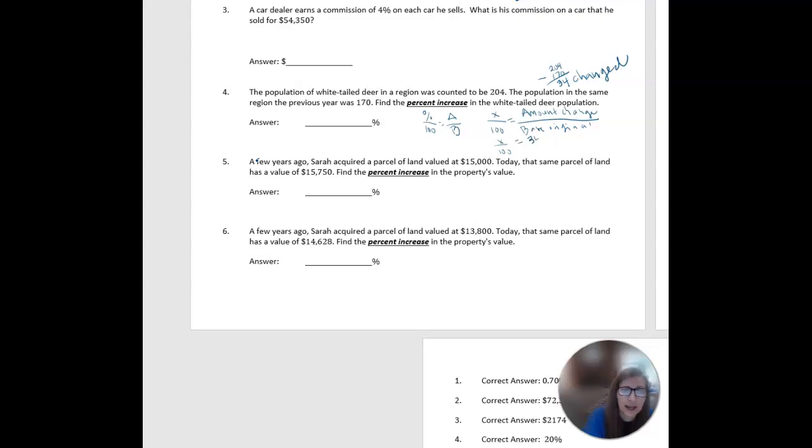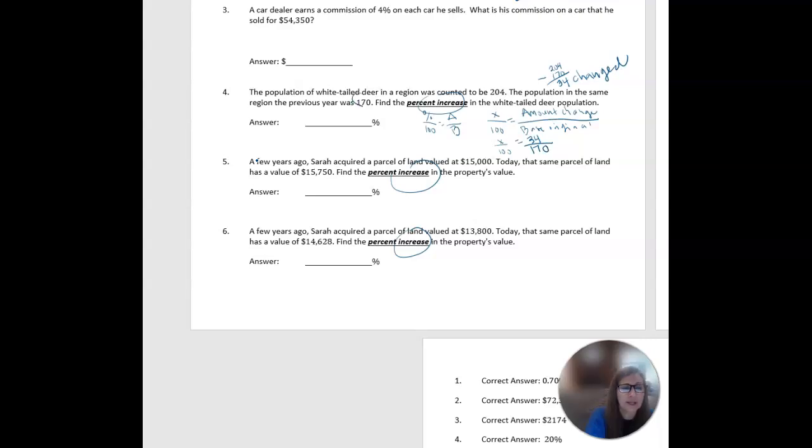How did I know to do that? Because we're talking about an increase, okay? These 3 problems are all increase problems. Now, your base is your original. So let's go back and read this. The population of white-tailed deer in a region was counted to be 204. The population in the previous year, okay, so just because 204 came first does not mean that it was your original. They said the population in the region in the previous year. So the original population last year was 170. So this will go over 170.